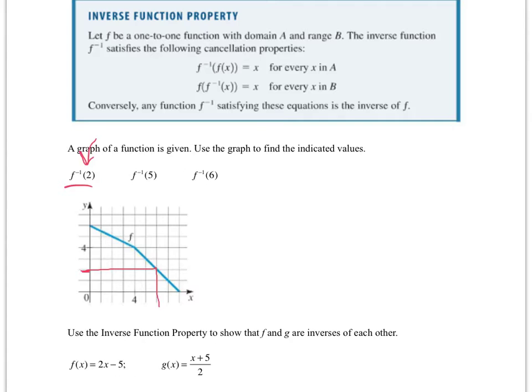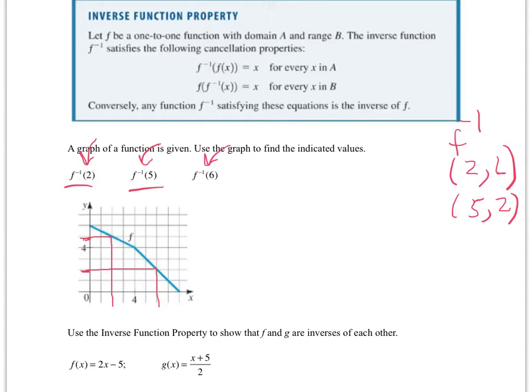f inverse of 2 is 6. So f inverse has the ordered pair 2, 6. Now f inverse of 5 means you find 5 on the x-axis, and 5 is right here. And the point corresponding to 5 on the graph is this point, and the x-coordinate of that point is 2. So f inverse of 5 is 2, so f inverse has the ordered pair 5, 2. Whereas f has the ordered pair 2, 5.